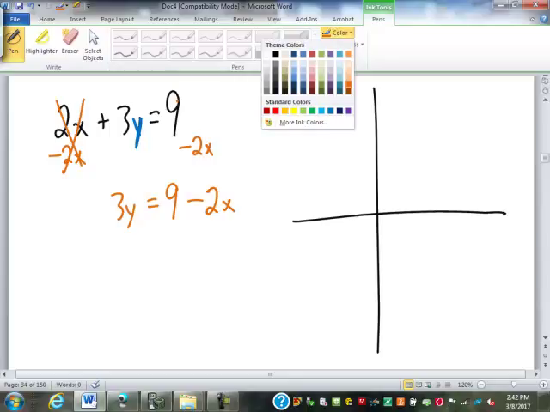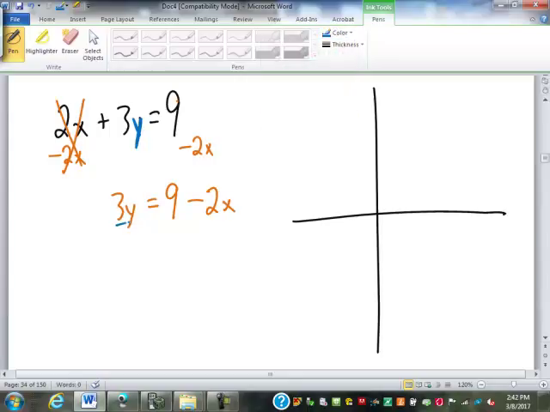But then we do have to divide by 3. Good. That 3 is gone. Y equals, what's 9 divided by 3? Is 3. Negative 2x divided by 3? It's going to be negative 2. Perfect. 2 divided by 3 is just 2/3, or 2 over 3. And then the x. So we just turn the division into a fraction.